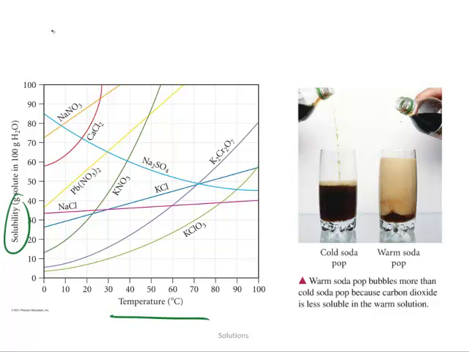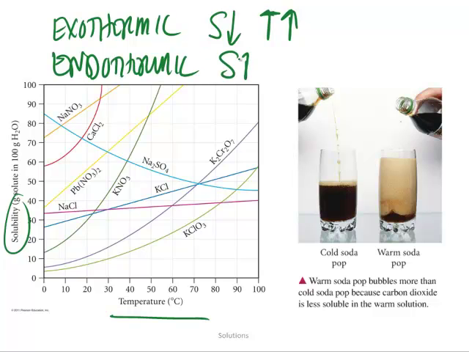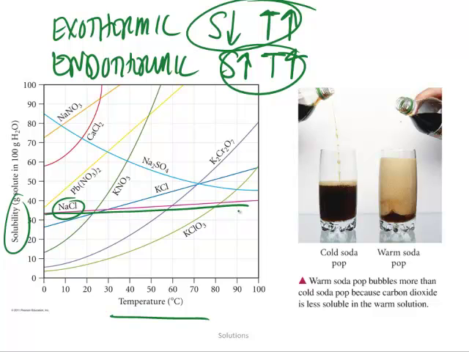For exothermic processes, solubility will go down as a function of temperature, so as temperature goes up. For endothermic processes, solubility will go up as temperature goes up. So you can think of these as directly proportional, inversely proportional. By looking at this graph, we can see that sodium chloride is slightly endothermic, increasing as a function of temperature. Sodium sulfate is exothermic, decreasing as a function of temperature.